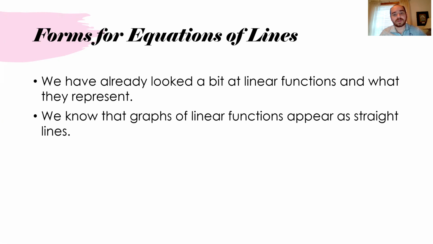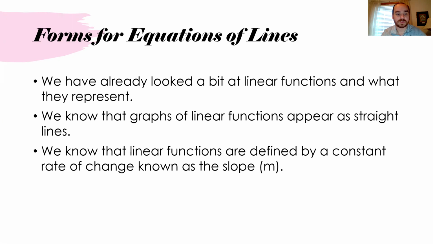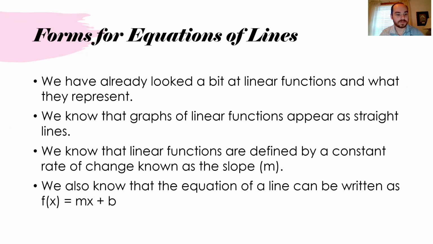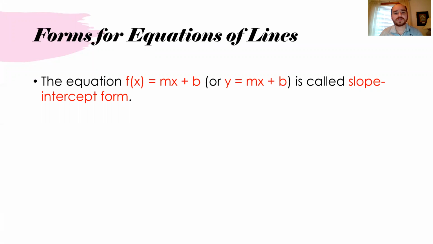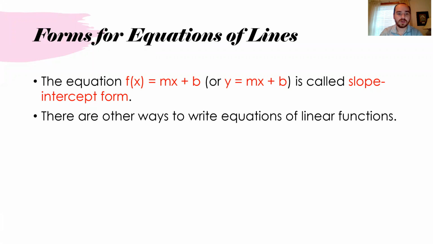We've also already looked a bit at what linear functions are and what they represent. We know that graphs of linear functions appear as straight lines, or at least we should know. We know that linear functions are defined by a constant rate of change known as the slope, which is often represented by m. We also know that the equation of a line can be written as f of x equals mx plus b, or y equals mx plus b. The equation f of x equals mx plus b, or y equals mx plus b, is called slope-intercept form.